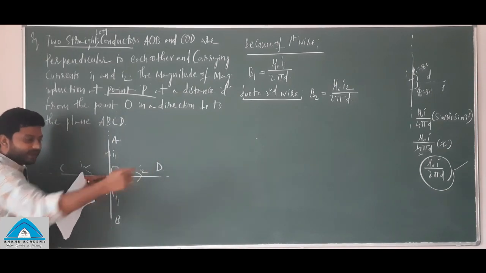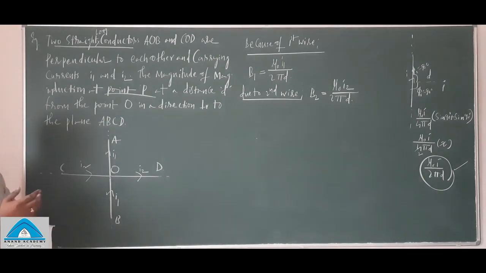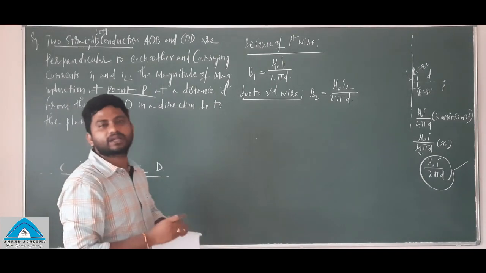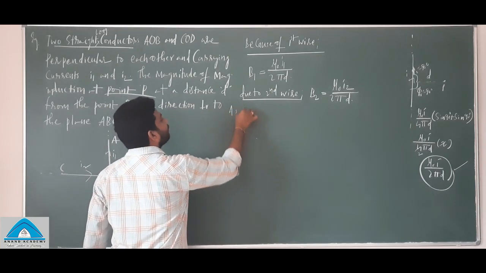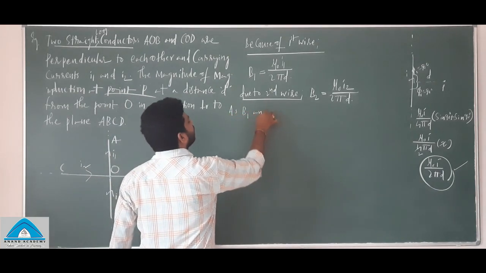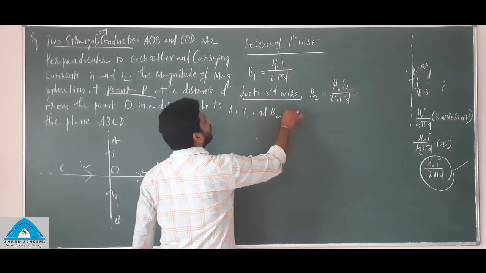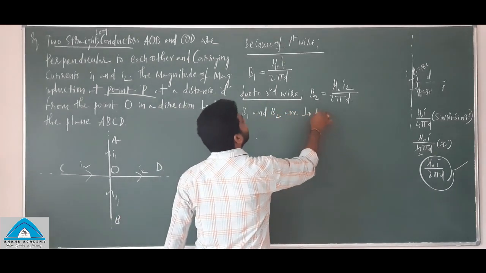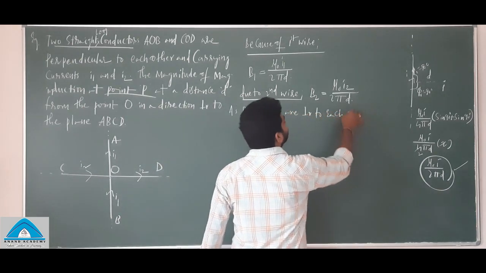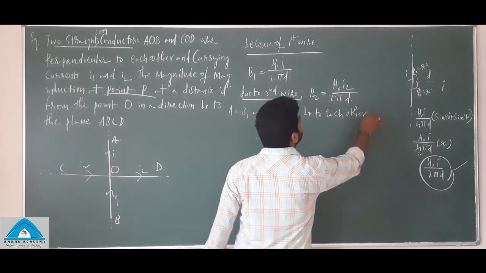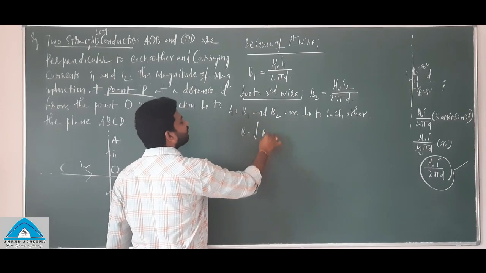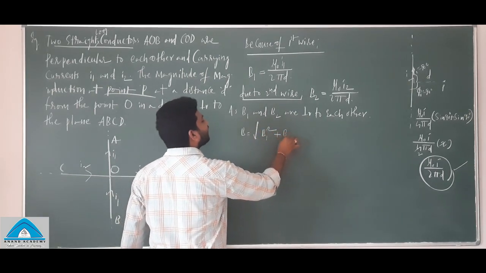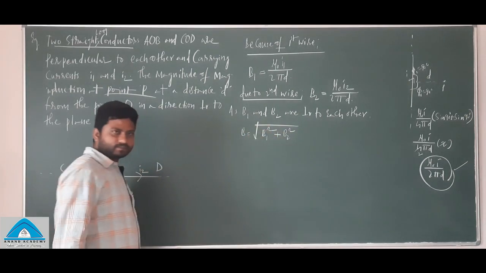Right? One is in this way, another one is in this way. So that means both the field lines are perpendicular to each other. So I am writing the same here as B1 and B2 are perpendicular to each other. So I can write the magnitude of this will be equal to square root of B1 square plus B2 square.